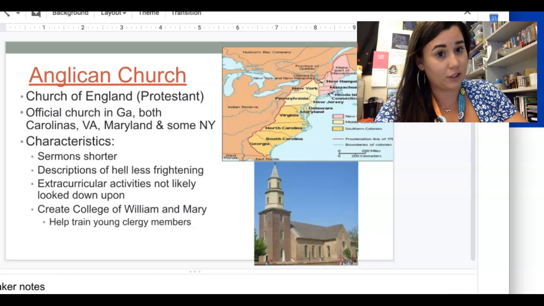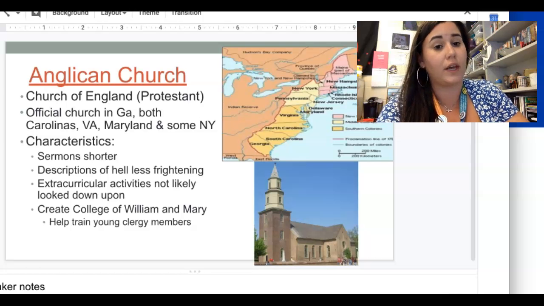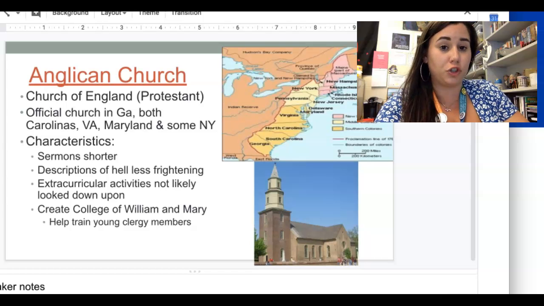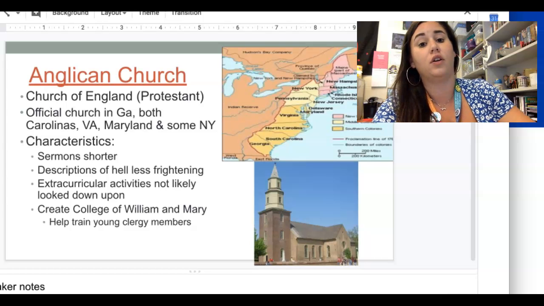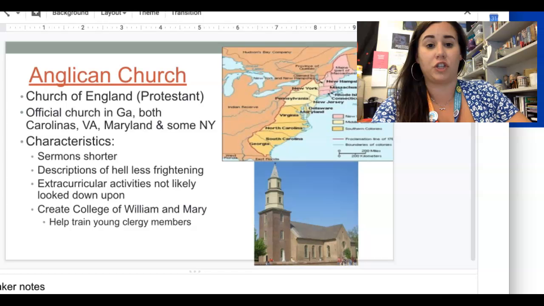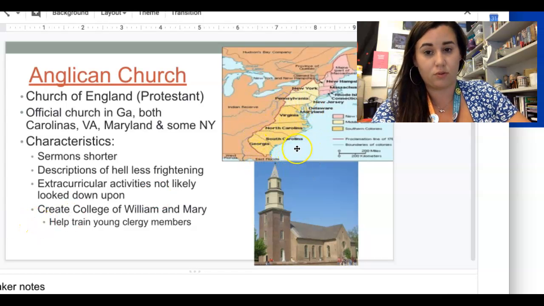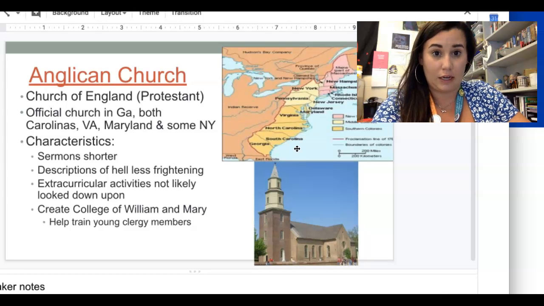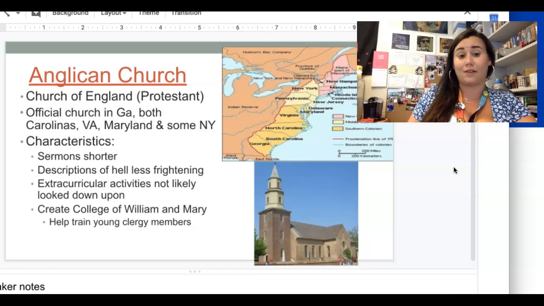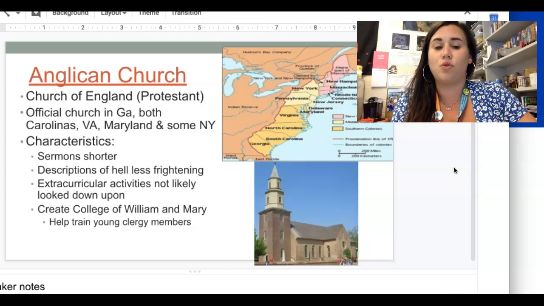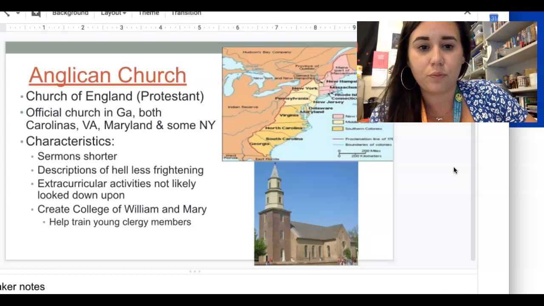Okay, so the Anglican Church. You're familiar with this. The Anglican Church is the Church of England. It is a Protestant group. It is going to be the official church in Georgia, South Carolina, North Carolina, Virginia, and some parts of New York. Anyways, we can see that a large portion of the colonies bring the Anglican Church with them to the colonies.